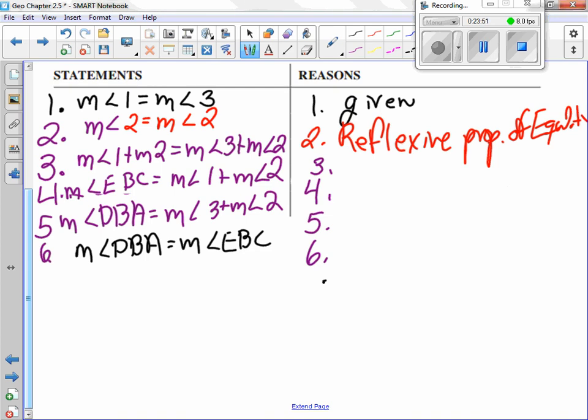Let's fill in our reasons. So number 3, what did we do to both sides? We added 2, yes? What property would that be? Well, what did we do? We added something to both sides, yes? Which would be our addition property of equality, because we're talking about something being equal.